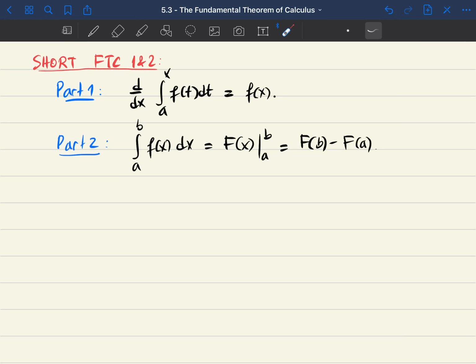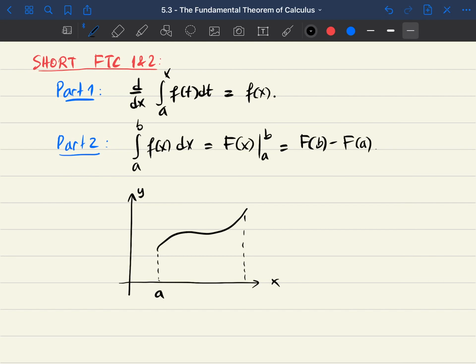But let me explain now part 1 in terms of areas. Okay, so let's suppose that the following is the graph of our function. So I'm just going to draw a generic graph. Okay, so let's say this is A and this is B. Now x is somewhere between A and B. And t is between A and x. So for example, if x is somewhere here, then t should be in this interval.